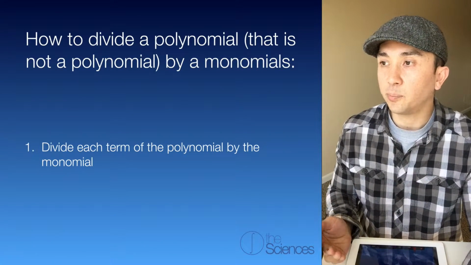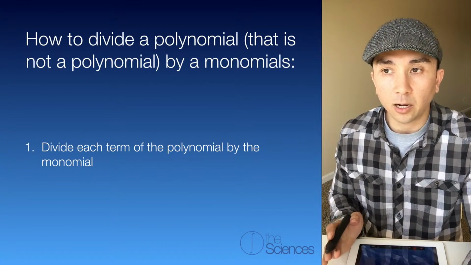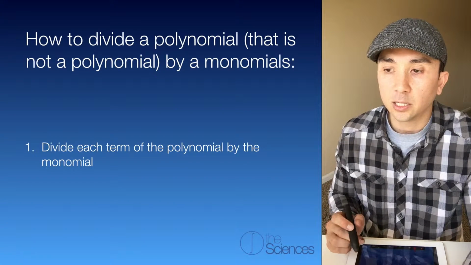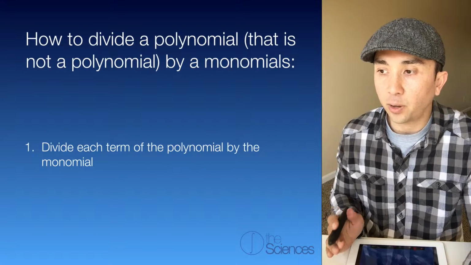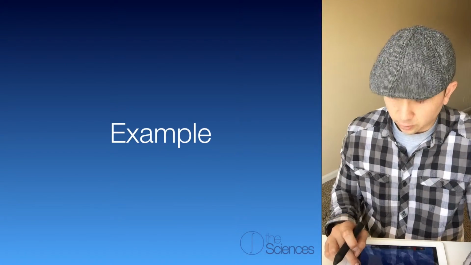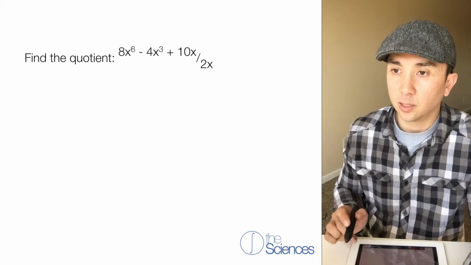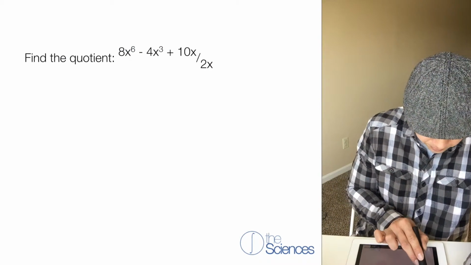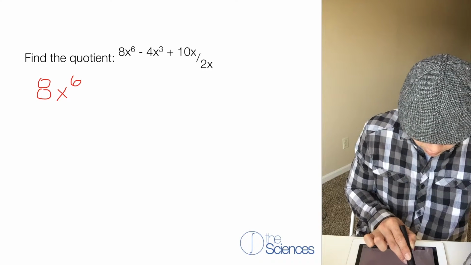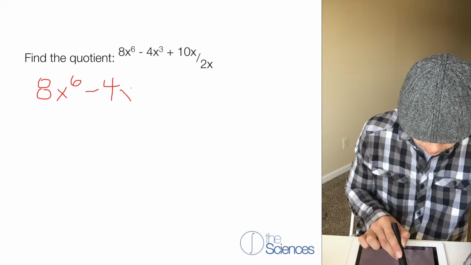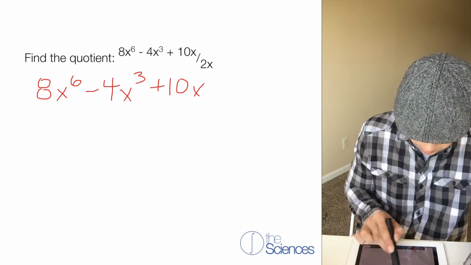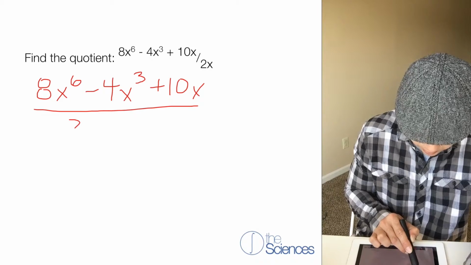So here's how to divide a polynomial by a monomial. You're going to divide each term of the polynomial by the monomial. So let's do an example. Let's find the quotient 8x to the 6th power minus 4x cubed plus 10x divided by 2x.